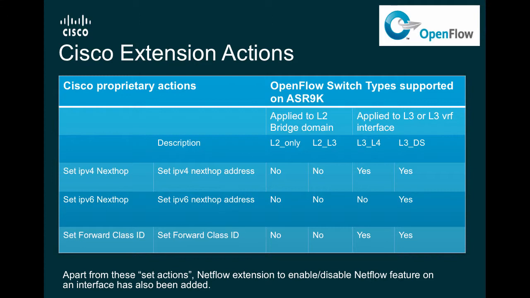The next bit is your FCID, set forward class ID. This particular Cisco extension can be used to support policy-based tunnel selection functionality using OpenFlow. Apart from these three set actions, there is a NetFlow extension that is added by Cisco to enable or disable the NetFlow feature on an interface.